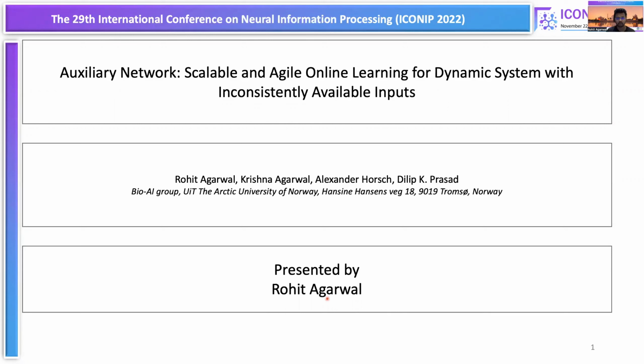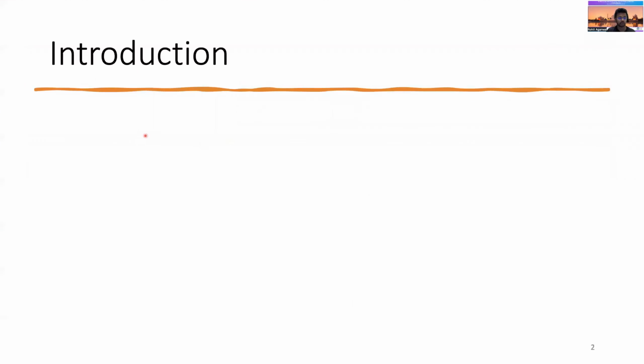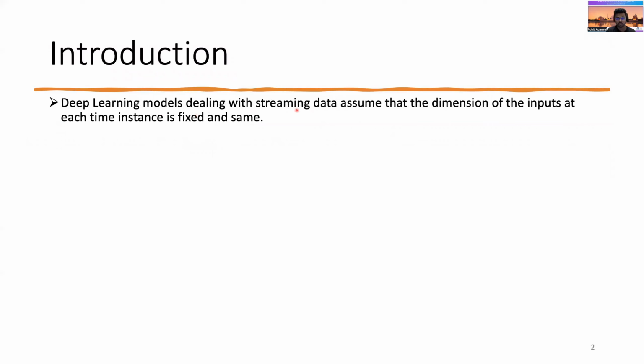Hi, my name is Rohit Agarwal, and I am here to present our paper, Auxiliary Network, Scalable and Agile Online Learning for Dynamic System with Inconsistently Available Inputs. Deep learning models dealing with streaming data assume that the dimension of the inputs at each time instance is fixed and the same.